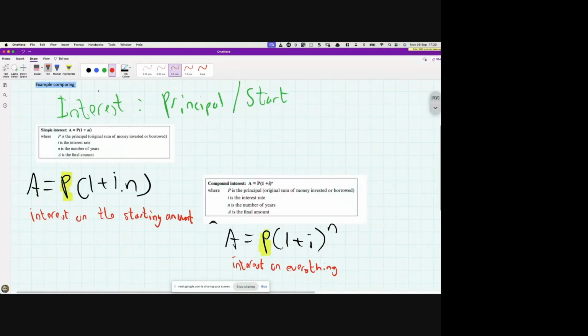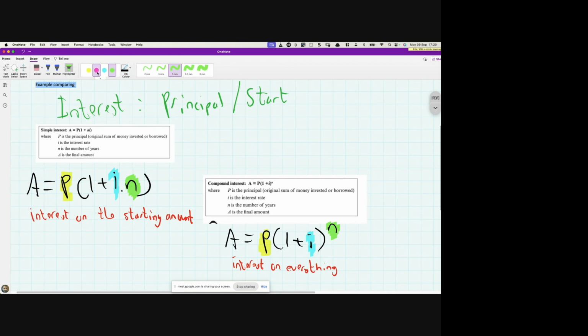Okay, so first of all, we need to have the formula. And the formula, the initial starting amount is P. The I is just the interest rate. And the N is just the number of time periods. But what you'll notice is with compound interest, the I looks the same, but the N has suddenly taken off. The N is a power, not a variable on the ground. And that N is still the number of time periods. And so you need to be able to use these formulas.